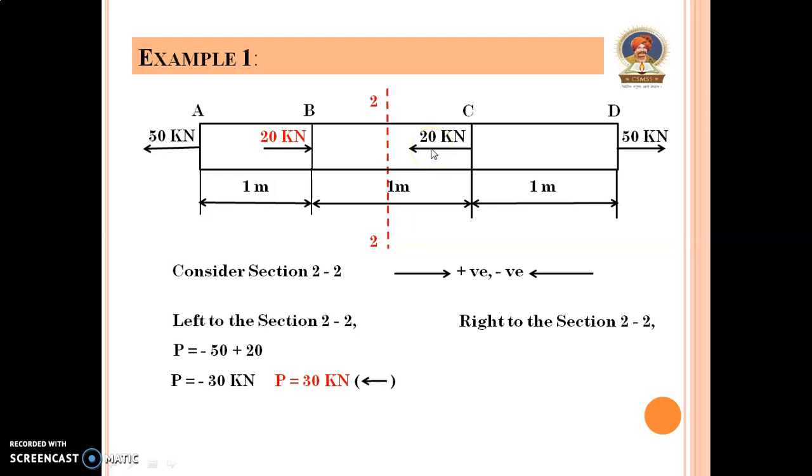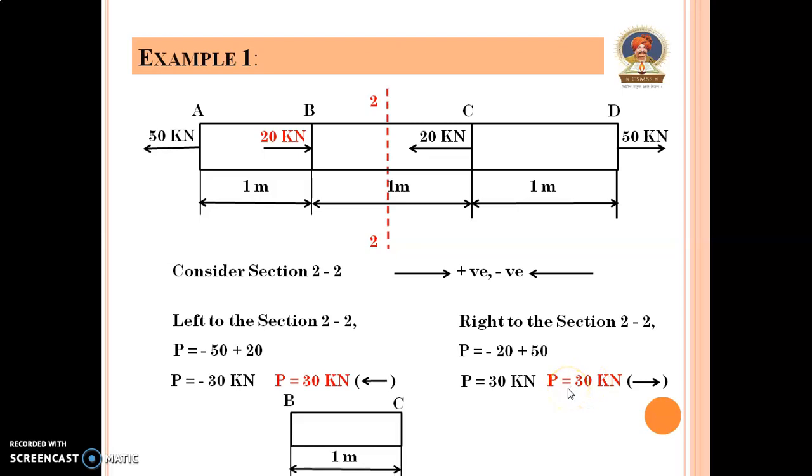Here 20 is moved towards left side, so it is minus 20, and 50 is moved towards right side, so it is plus 50. So P is equal to minus 20 plus 50. Therefore P is equal to 30 kilonewton. That means this 30 kilonewton force is moved towards right side because the value is positive.